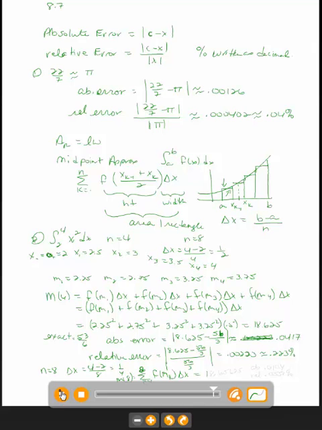They say if I do all this out, I get 18.65625. The absolute error is 0.0104. Relative error is 0.0558%. So you see, if you take more rectangles, you're going to have a smaller error. Now that's how you do the midpoint.